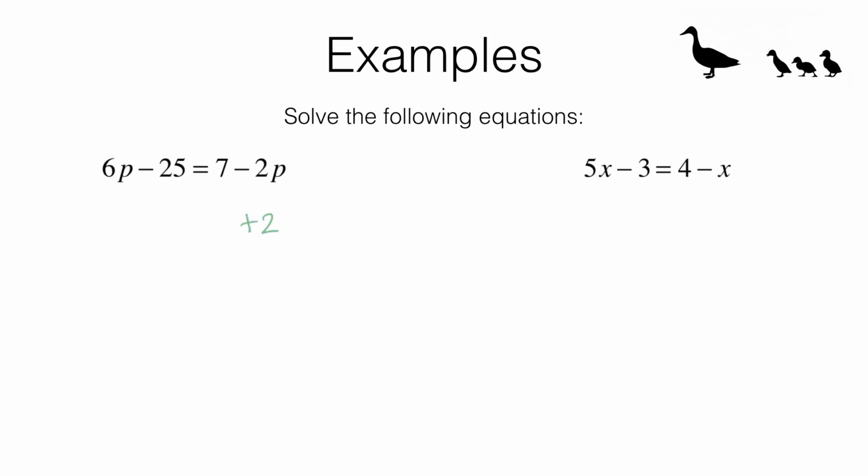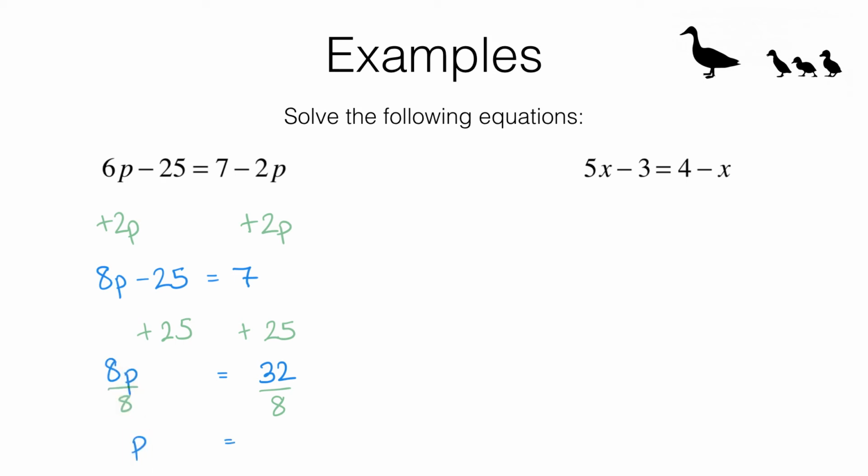By adding 2p to each side, you'll see that we will eliminate the p's on the right-hand side. In fact, what we get is just 7 on the right-hand side. On the left-hand side, we will have 8p minus 25. Now I'm going to add 25 to both sides. That gives me 8p on the left and 32 on the right. Dividing each side by 8, we find p equals 4. And there's the solution.